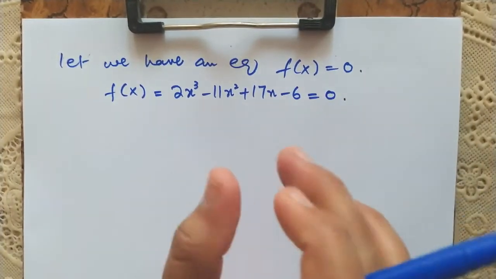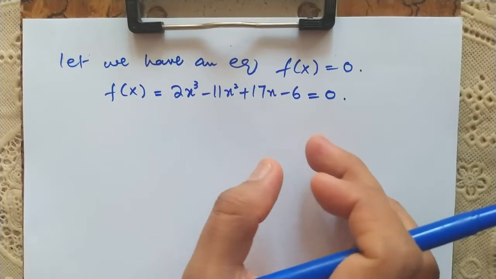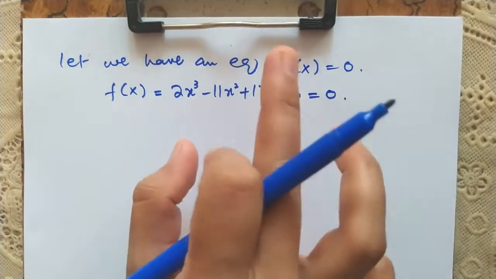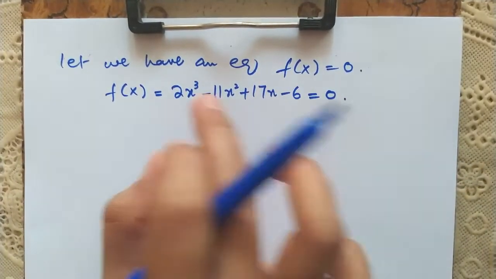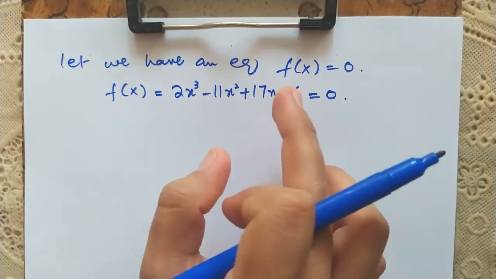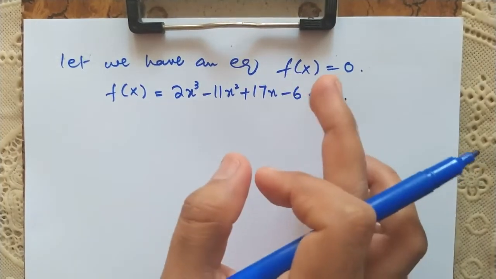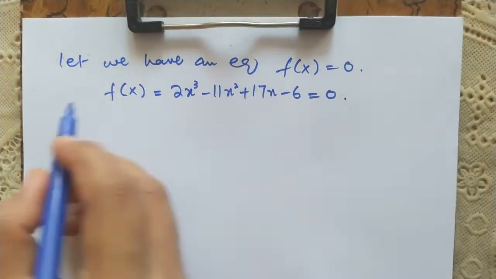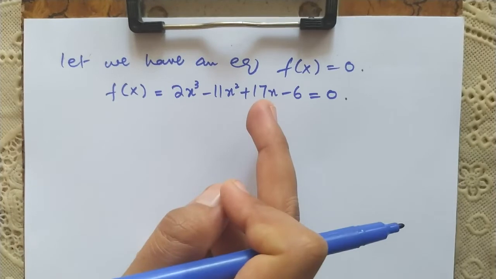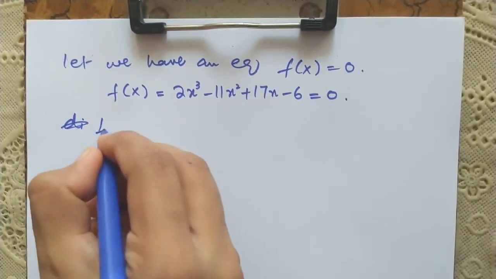According to the fundamental theorem of algebra, the number of roots of a polynomial equation always equals the degree of that equation. This means this equation must have three roots, and I hope you know how to find the roots of this cubic equation. Because there is no proper formula to find the roots of a cubic equation, the first root can be found by inspection. For this, write the divisors of 6.